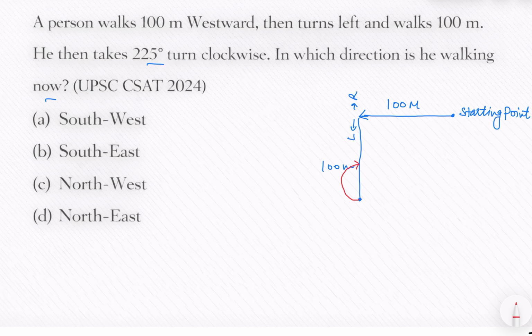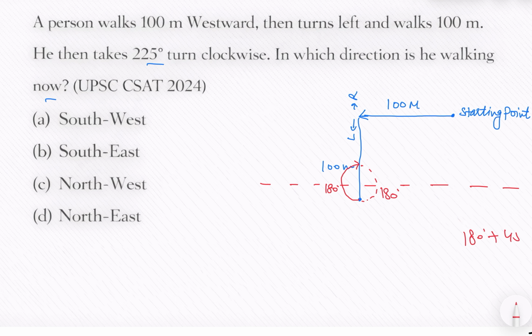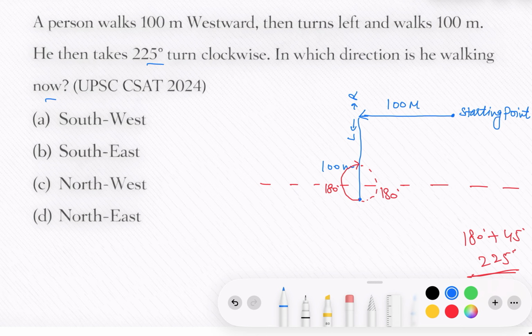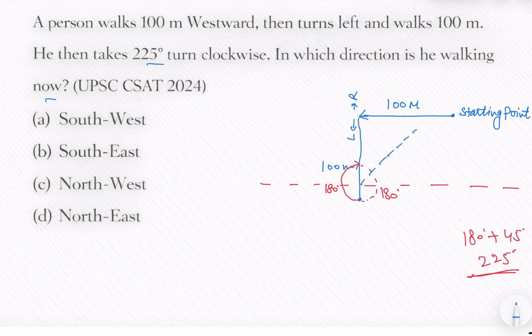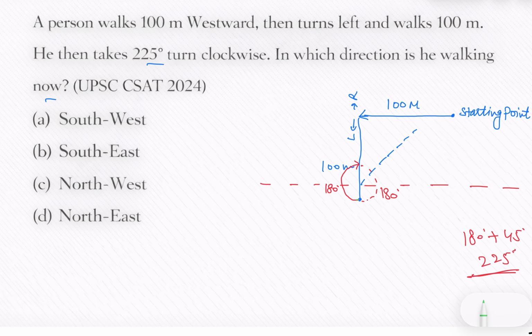This will cover 180 degrees. And if we complete the cycle, this will again be 180 degrees. So 180 degrees plus 45 degrees will be 225 degrees. 180 degrees I have already done. So 45 degrees will be half of this. So he will make a turn of 225 degrees.